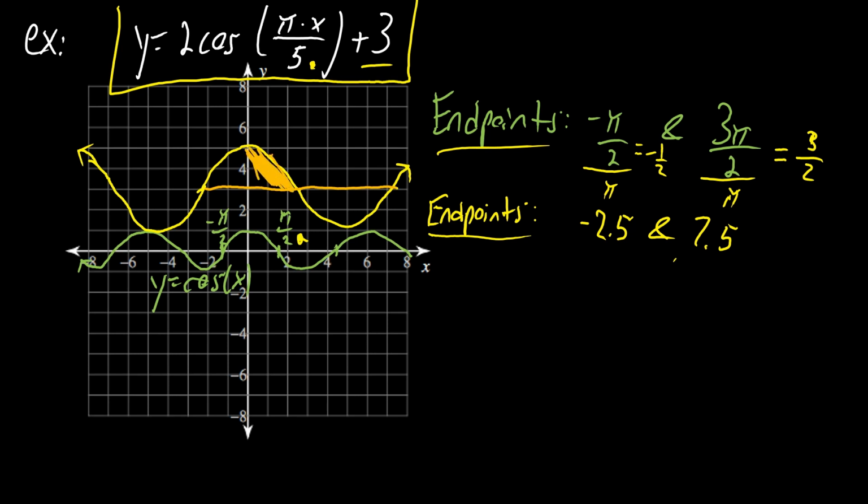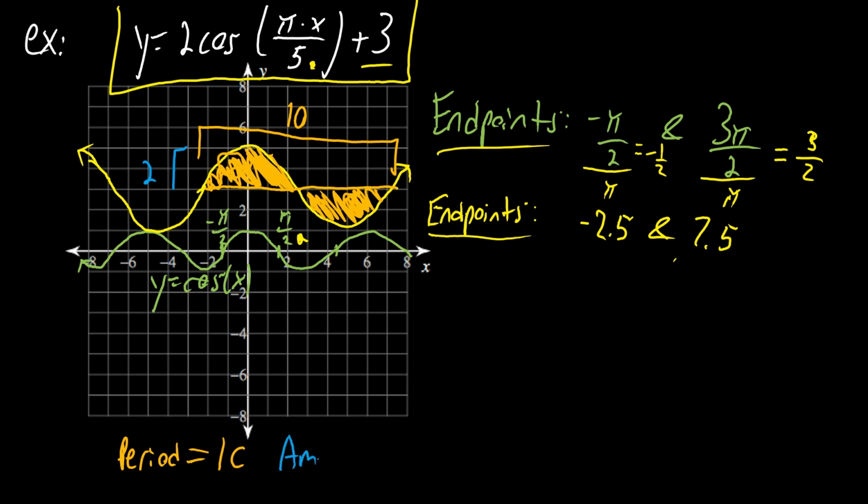All right, and let's highlight our cycle in here. That's half a cycle and a full cycle here. So our period is going to be from negative 2.5 to 7.5, so that's just 10. And our amplitude is going to be from 3 to 5, which is just 2. Okay, so our period is 10, and our amplitude is 2. Okay, let's move on to the next example.